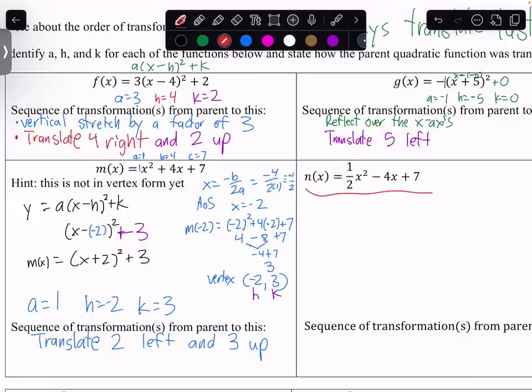So H is positive 4. So what is it? Translate that in units of H. So the problem for the opposite direction. What do you have to write down? And then K is negative 1. So what is this?